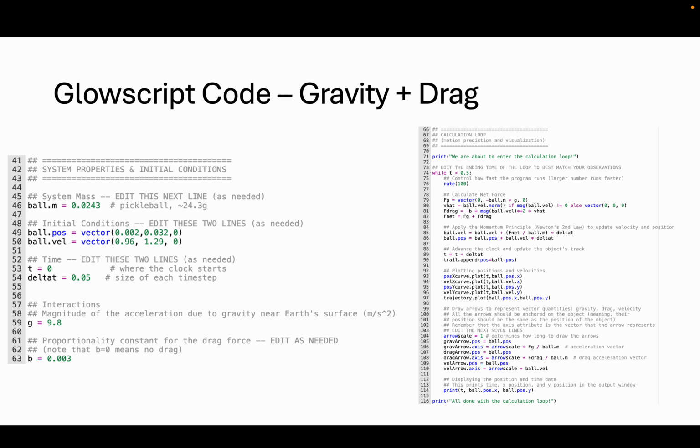We then use Newton's second law to calculate the acceleration and update velocity. This is the Glowscript code for the gravity plus drag model. In line 63, we introduce the drag coefficient b equals 0.003, and then calculate the drag force as in line 80. This drag force acts opposite to velocity and is proportional to the square of speed, a realistic model for an object moving through air. Adding this term makes the simulated motion much closer to the real motion we recorded.